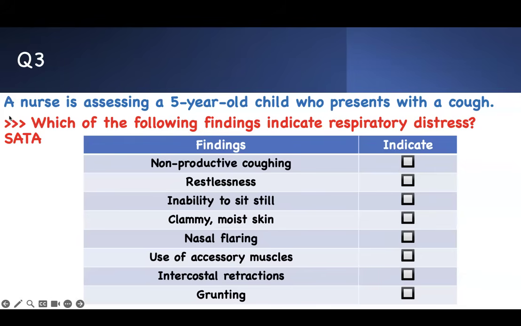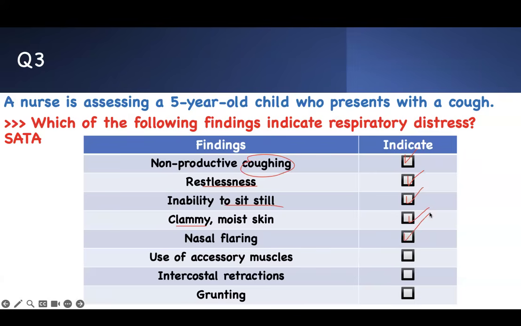In the B-Sharp, you will see that non-productive cough is a problem. Restlessness is also a problem. Inability to sit still is a form of hypoxia, right? Your skin is clammy and moist. It's also a sign of hypoxia. You basically have hypoxia that can sometimes affect your overall general well-being. Your skin is clammy because there's no oxygen.